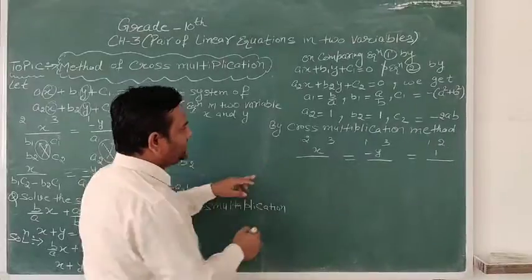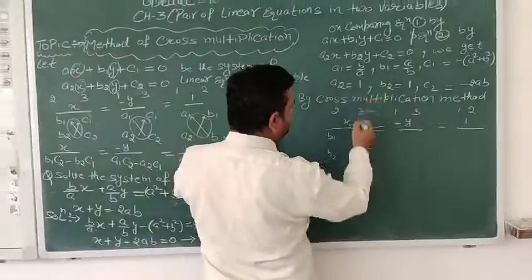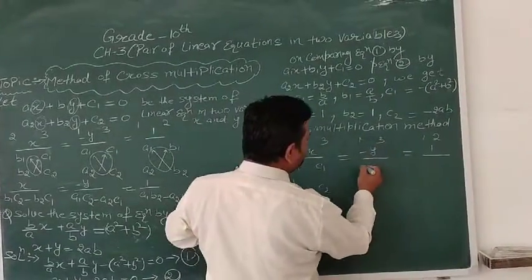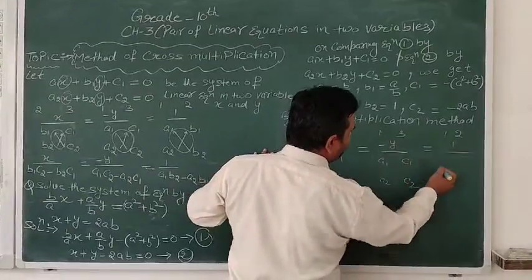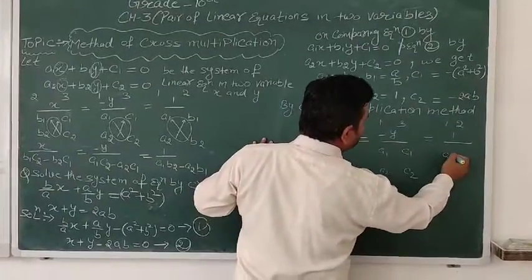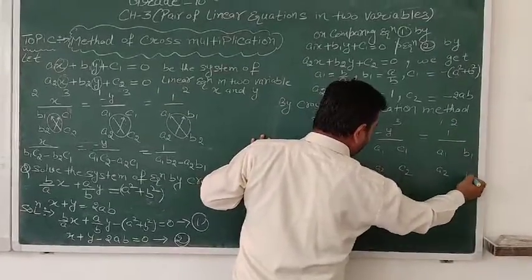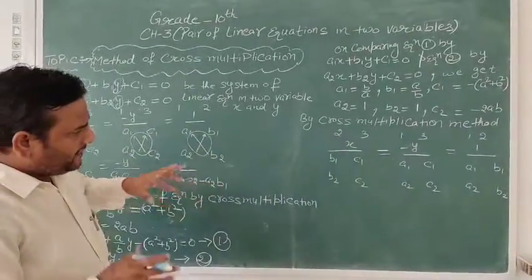Second means what? Students, b1, b2, the second column. Third means the third column, c1, c2, is equal to minus y. First column means a1, a2. Third column, students, c1, c2. And here is the first column, students, a1, a2. Second column, students, b1, b2. Now students, we get all our required formula.